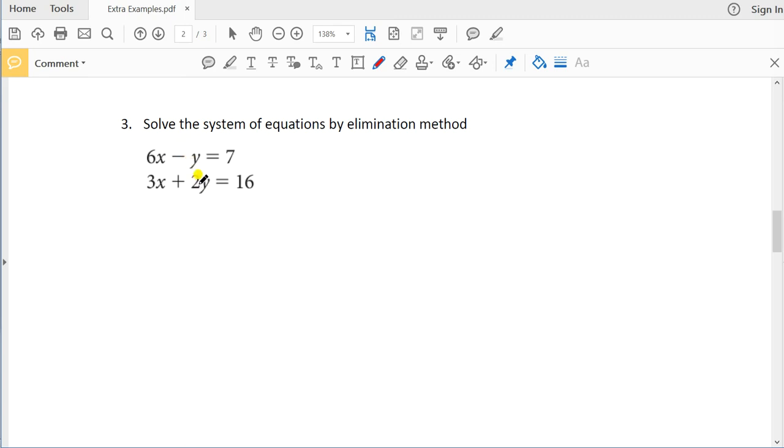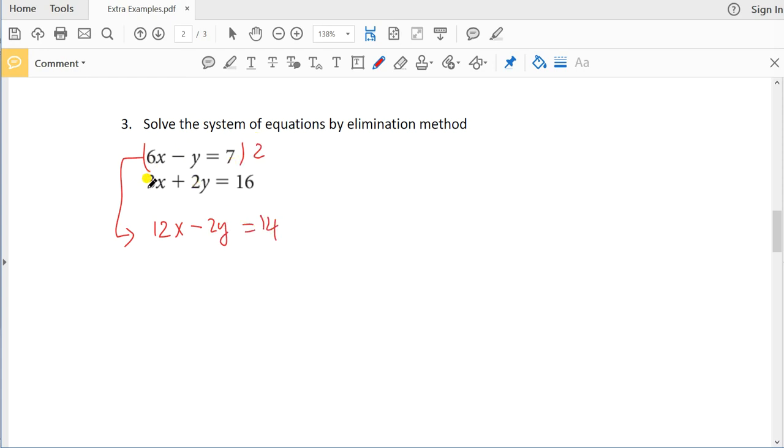So when I add to the second equation, the y term cancels. So how do I make this third equation to have the minus 2 here? I just have to multiply both sides by 2, right? So multiply both sides by 2, I get 2 times 6, 12. 2 times y, keep the minus sign here, minus 2y, and 2 times 7, that is 14.